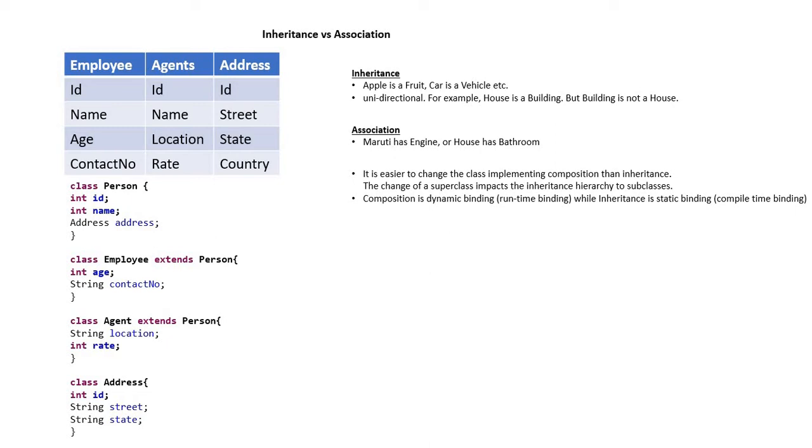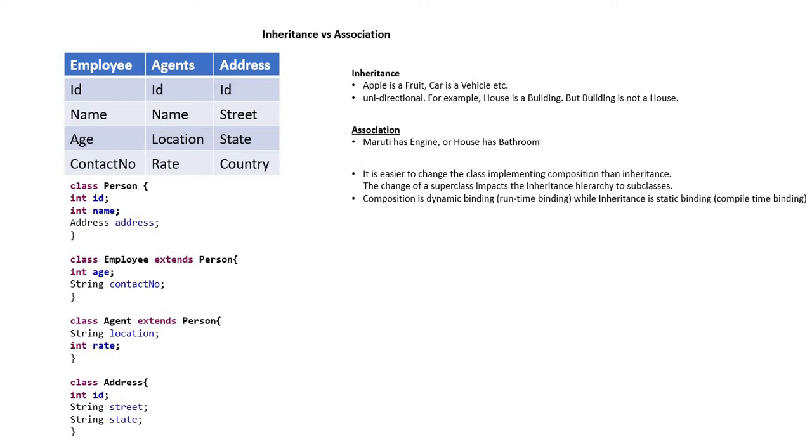And inheritance is unidirectional. Let's say a house is a building, right? But on the other side, all the buildings cannot be a house, right? So it's a unidirectional relationship in case of inheritance. On the other side, we have association where Maruti has an engine or house has a bathroom, right? So it's a has-a relationship. So that is the perspective we need to think, whether we need to use inheritance or association.